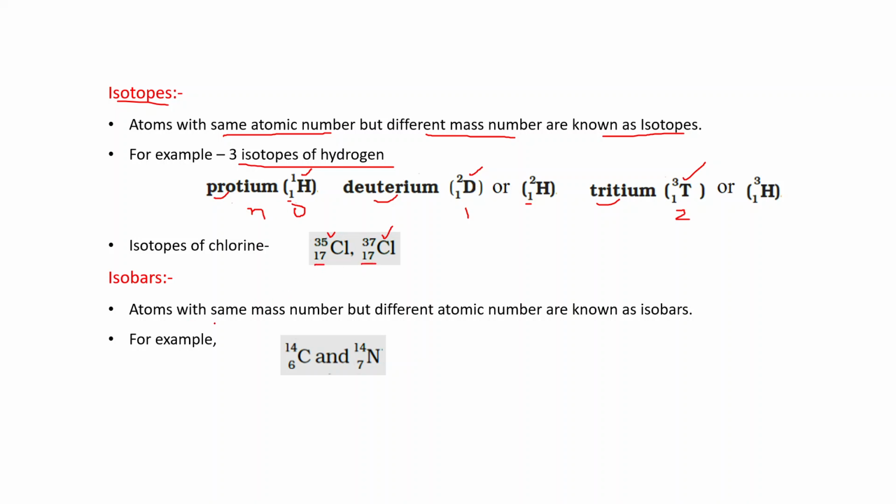Isobars. Atoms with same mass number but different atomic number are known as isobars. For example, carbon 14 and nitrogen 14, both having the same mass number. But their atomic numbers are different. These are isobars.